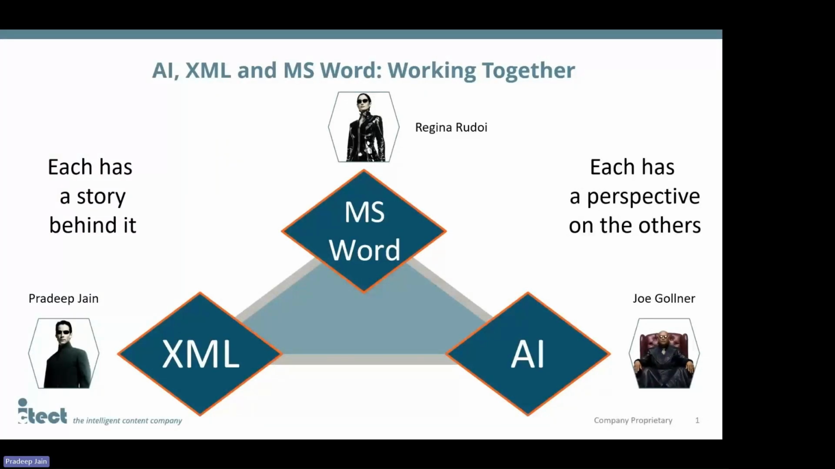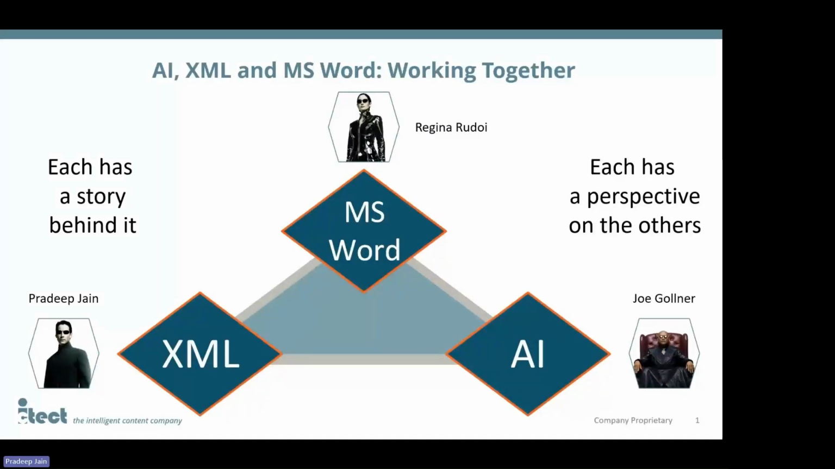So welcome everyone. As our title broadcasts quite loudly, we want to look at the three pieces working together: AI, XML, and Microsoft Word. And as the central illustration shows, we are arguing that the three of them do interact together in a particularly constructive way. So we're going to look at each of these three pieces, introduce them, and then look a little bit at how each of them views the other two.